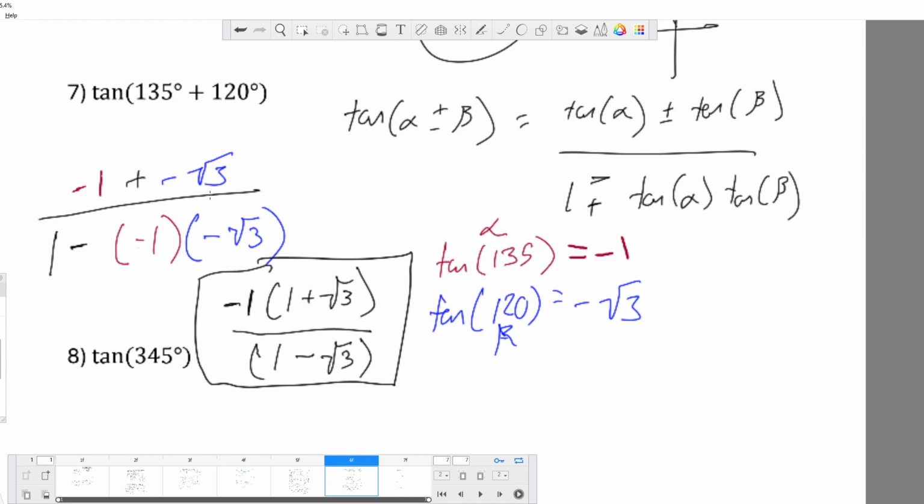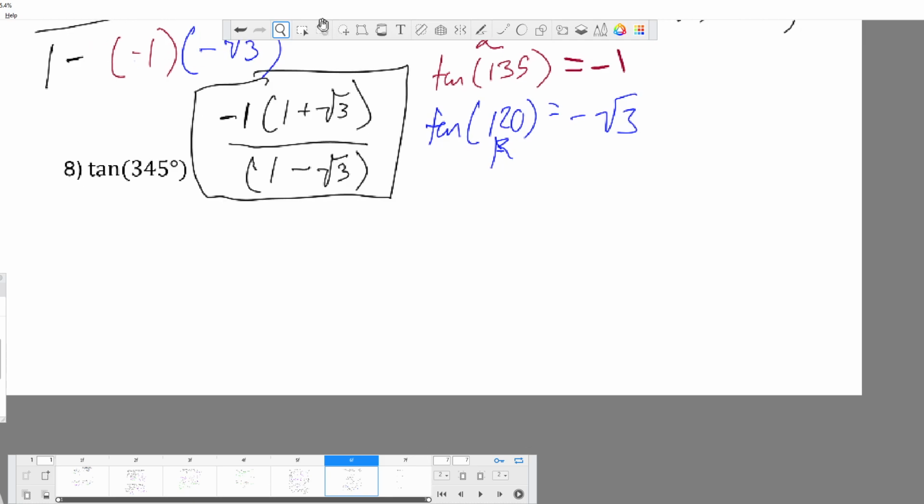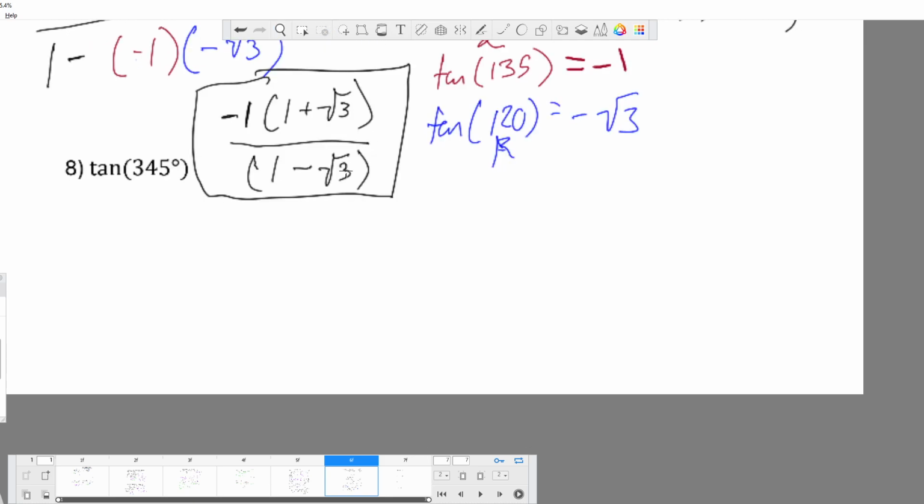And then on number 8, we have to pick the splitting up of the tangent ourselves. So, like I said, I'm pretty lazy, and I'm going to pick 45 almost every time. So I'm going to pick 45 plus 300. So that just means I need to figure out those tangent values. So the alpha, which is tangent of 45, pretty easy. That's just going to be 1.